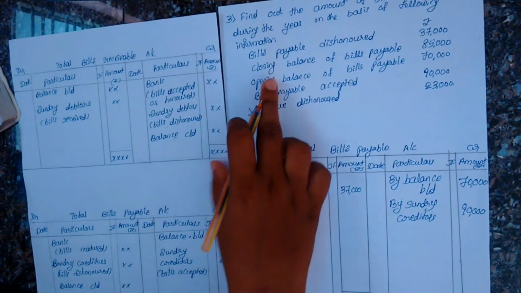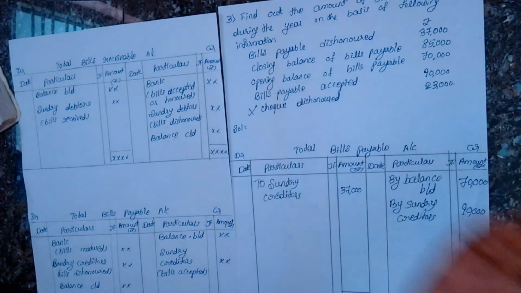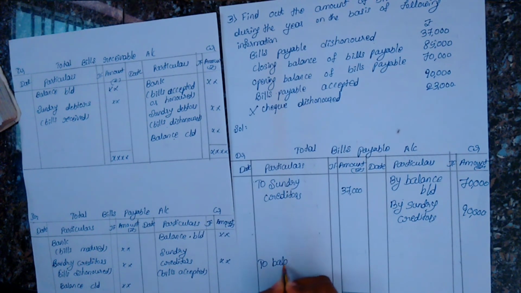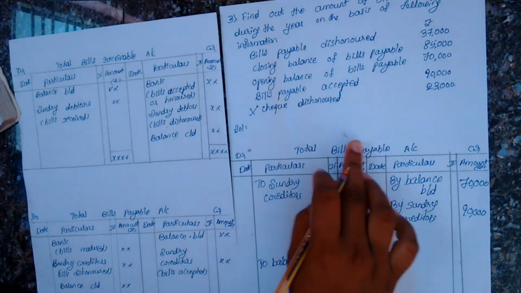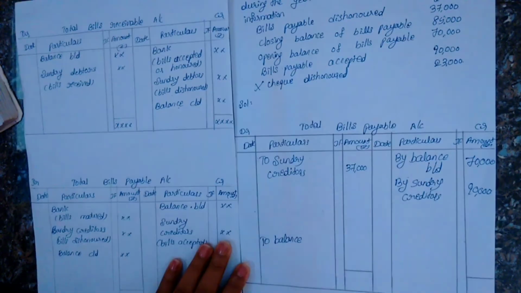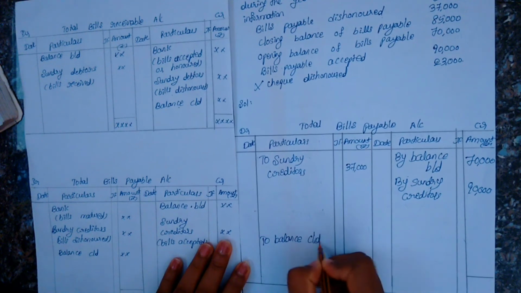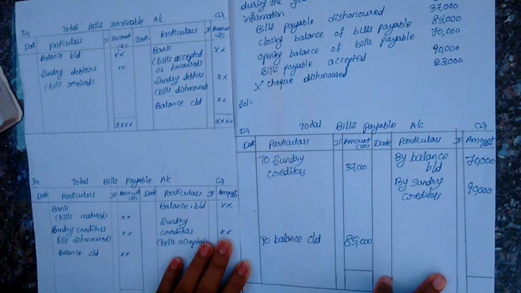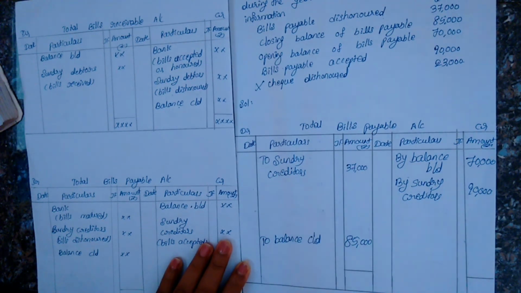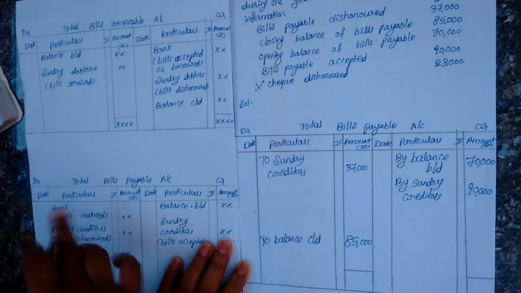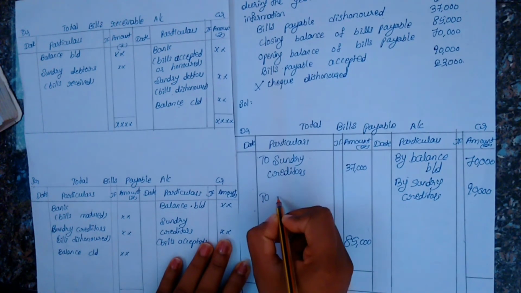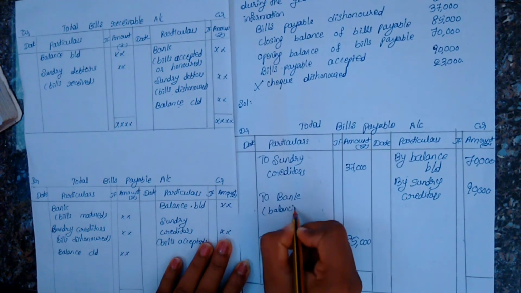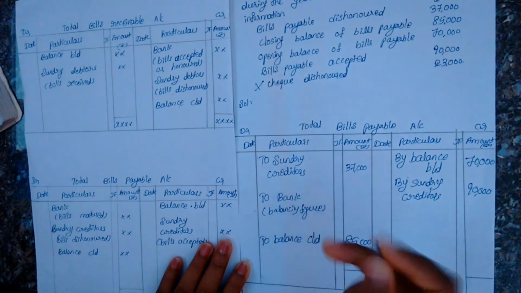Last, we are going to record the closing balance of bills payable. Bills payable closing balance to balance carried on, that is the end closing balance. How much? 85,000. They have mentioned this information only. They asked us to calculate bills matured. If the bills are matured, we have to write to bank, right? To bank, that is the balancing figure. We have to find this balancing bank, that is bills matured.